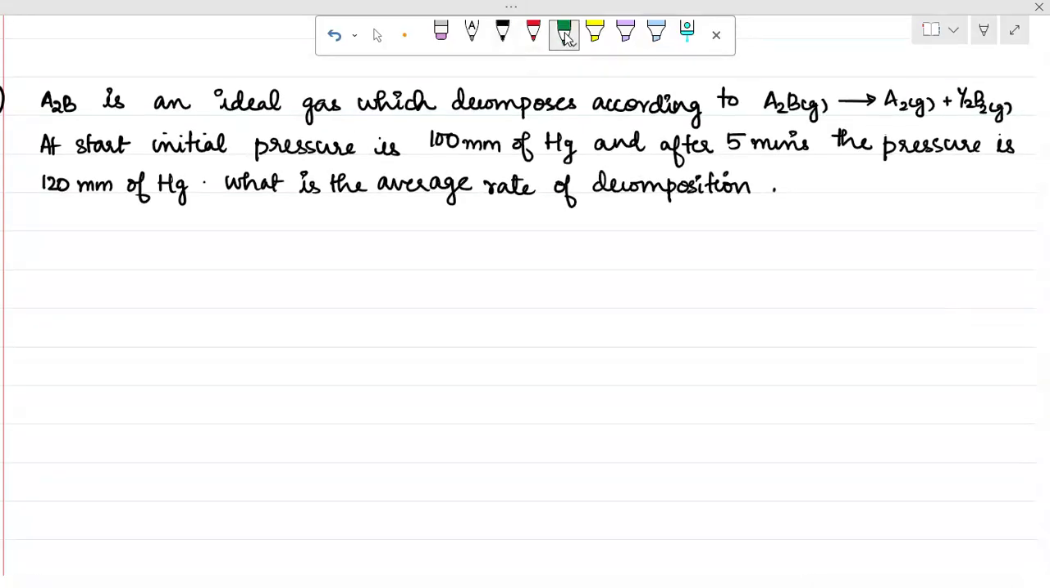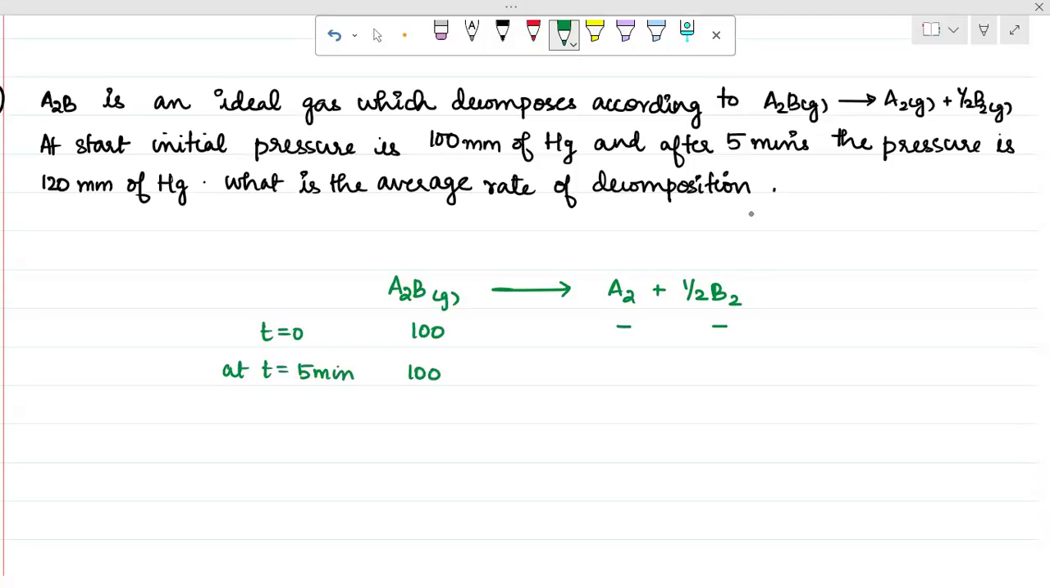Very easy question. They have given gaseous components, that's all. Let's try. So you have A2B and it decomposes to A2 and half B2. Correct. So initially, let's say at t is equal to 0, it is said that it was 100. So the decomposition has not begun. At 5 minutes, some part of the reactant has been consumed.